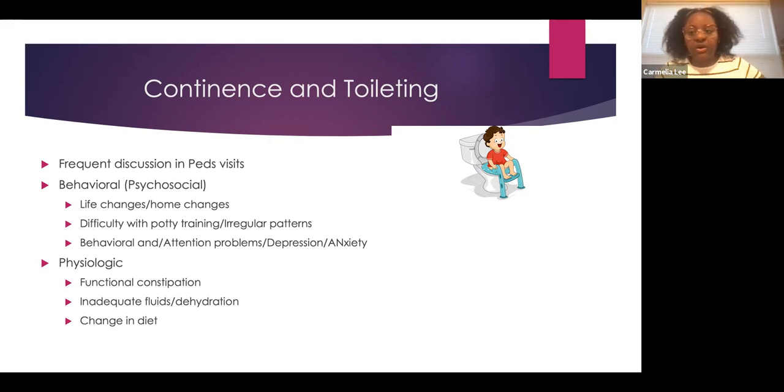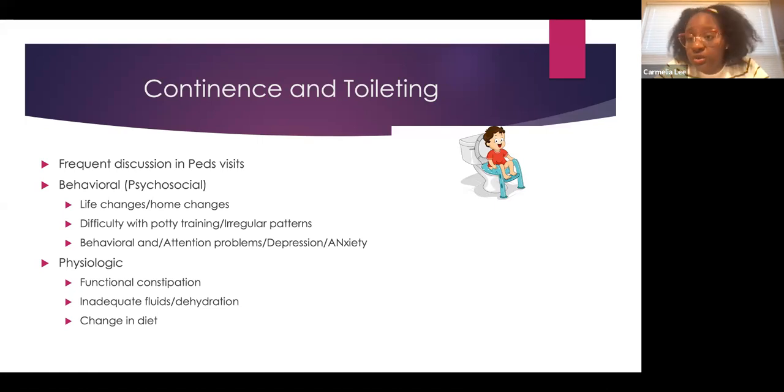Is there stress in the home? Is there stress at school? Is there something changed in the home routine that is affecting the pattern with toilet training for the child? Is the child showing any signs of depression or ADHD or anxiety? And that also can show up as toileting issues.